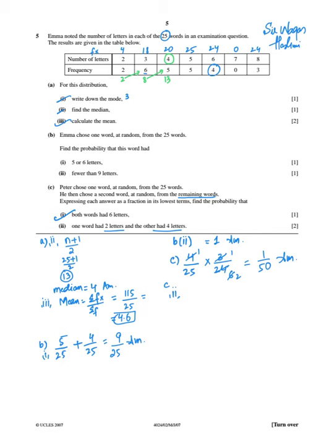So let's start with if the first one had 2 letters. The probability that the first one had 2 letters is 2 divided by 25, and the other word had 4, so that will be 5 divided by 24. And there are 2 possible cases because the sequence is not fixed. Either the first word had 4 letters and the second had 2 letters, or the first one had 2 letters and the second had 4 letters. So that's why we need to multiply it by 2.